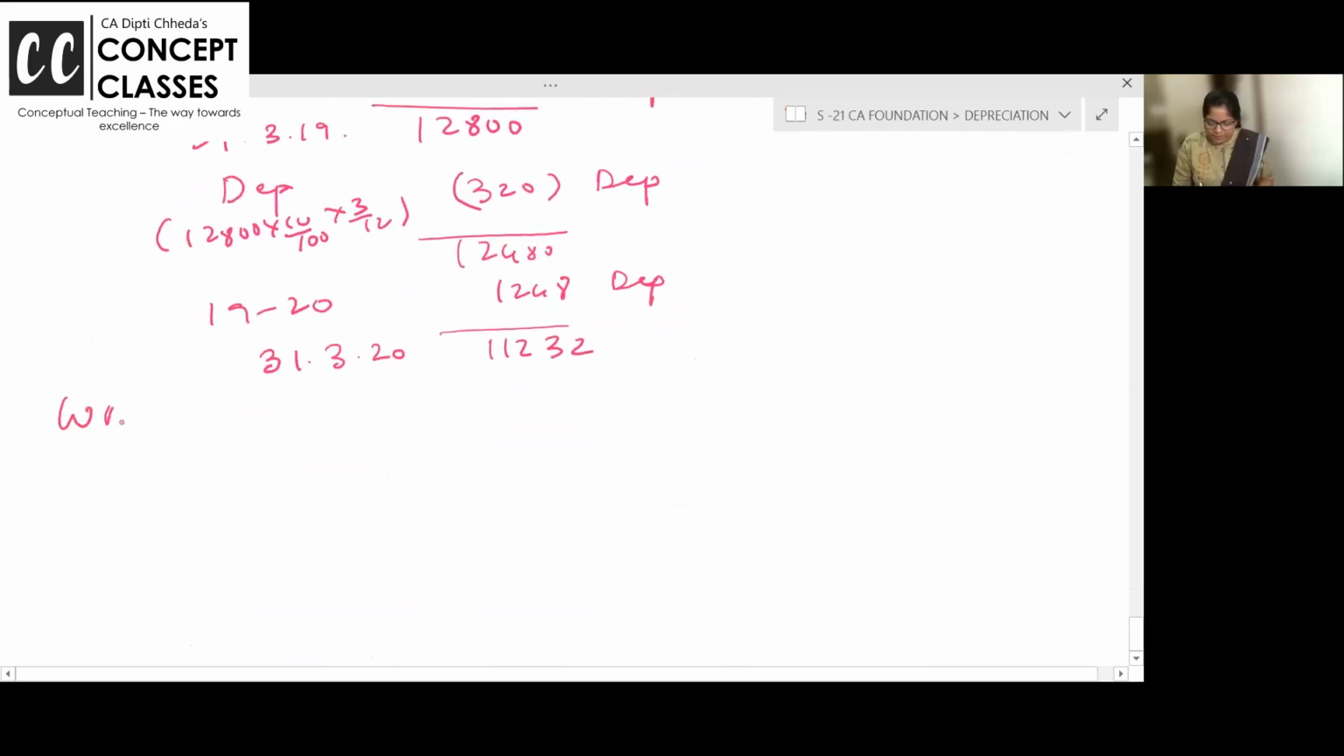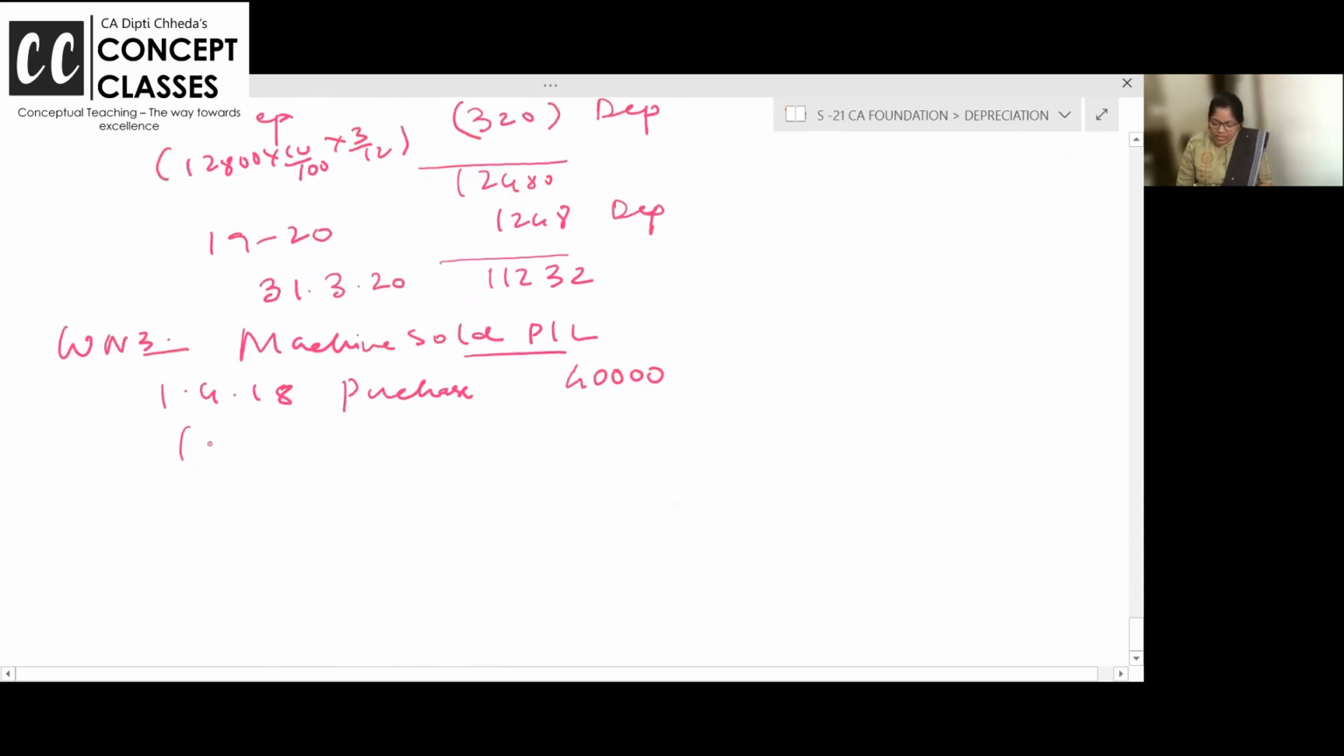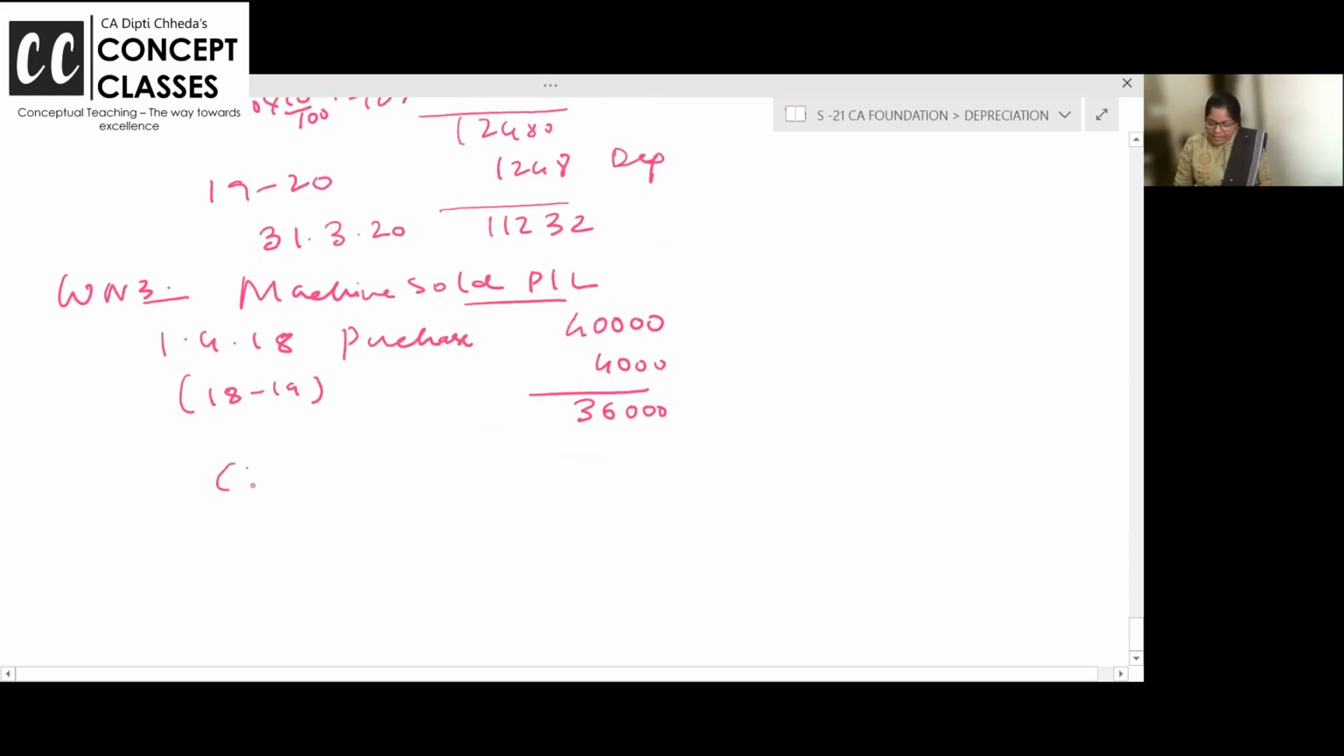Working note 3. Machine sold, profit and loss. First, when did you buy it? 1st April 18. Purchase value was 40,000. Charge 18 and 19 full year's depreciation, 4,000. 36,000. Again 19 and 20 full year's depreciation.